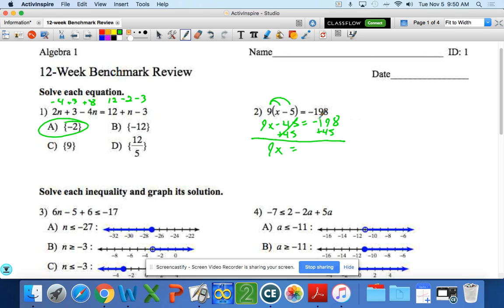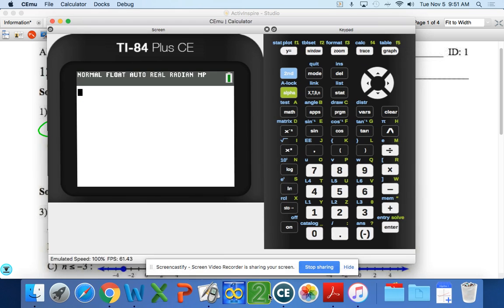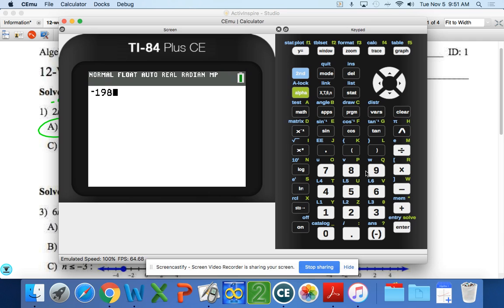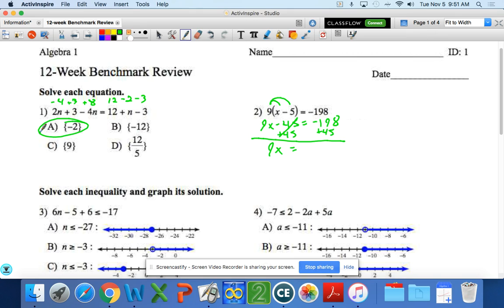Okay? Guys, if you want to do it in your head, fine. If not, I would strongly advise putting it into a calculator. So it would be negative 198 plus 45, okay? Especially when it's those big negative numbers. We get a negative 153. And I don't know about you, but my 9 times tables didn't quite go that high, okay? So, put it in the calculator.